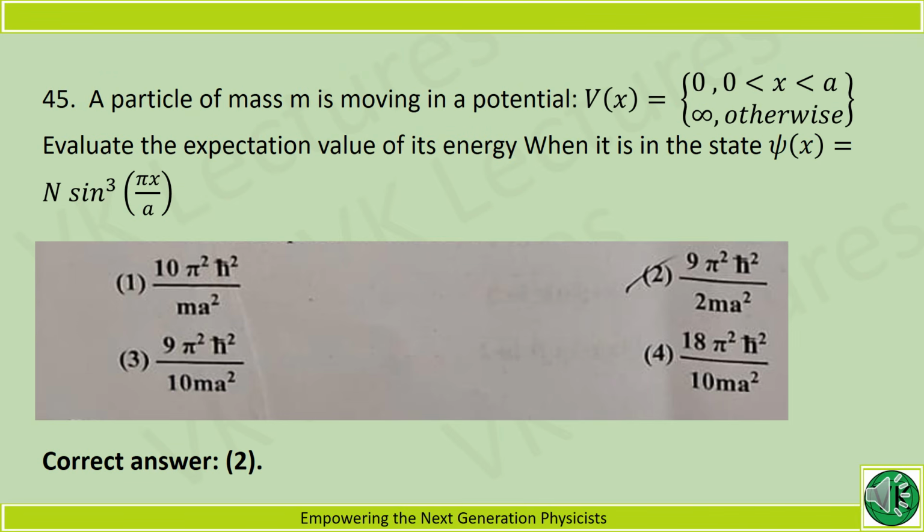A particle of mass m is moving in a potential V of x equal to 0 for 0 less than x less than a and infinity otherwise. Evaluate the expectation value of the energy when in the state psi equal to N sine cube pi x by a. This is a one-dimensional potential. So the answer is 9 pi square h cross square divided by 2 m a square. The correct answer is option 2.